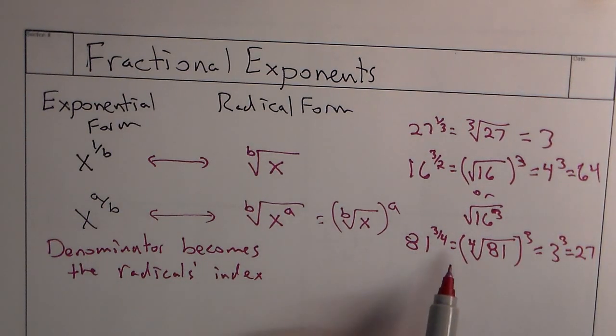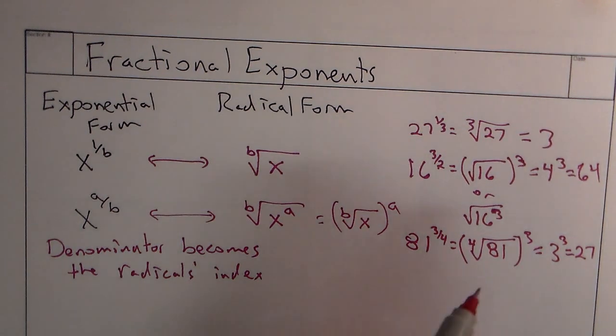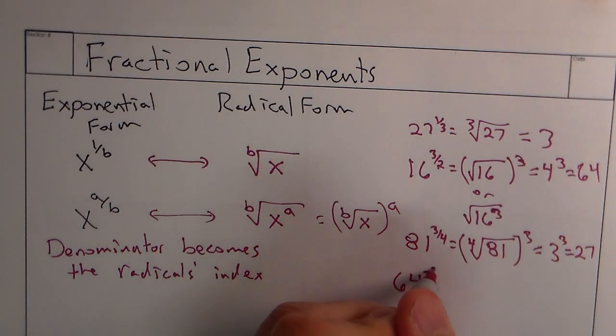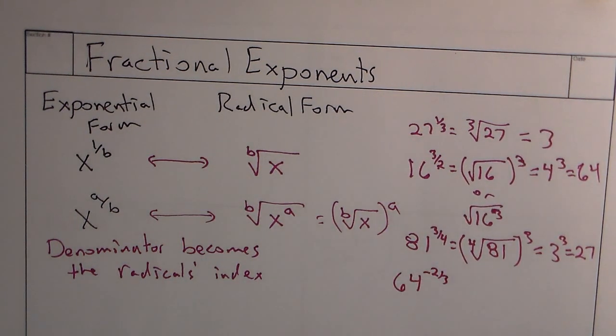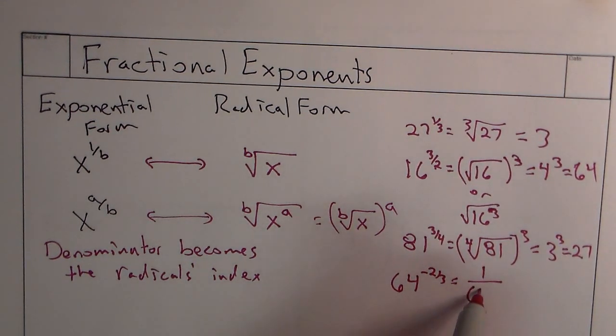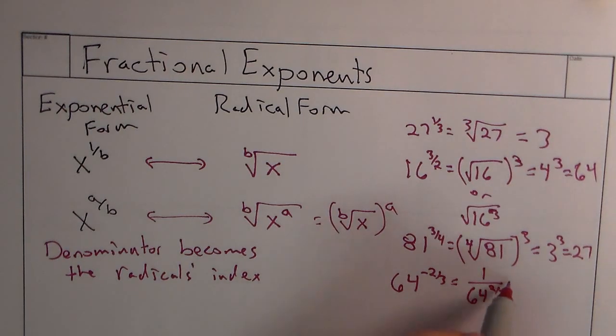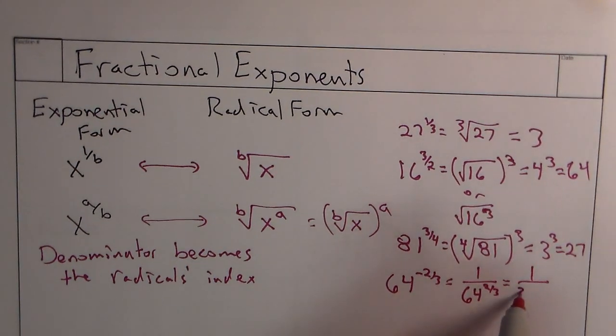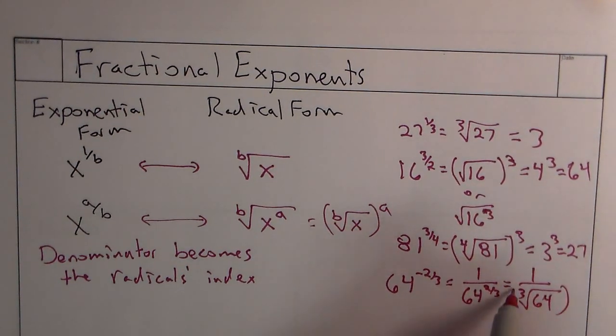Well, we'll get to another one. 64 to the negative 2/3. Now this kind of goes to negative exponents, which we've talked about before. We're going to take and make it 64 to the 2/3 in the denominator. This is now 1 over the cube root of 64 squared. Now the cube root of 64 is 4 to the 3rd. That becomes 1 over 4 squared, which is 1 over 16.